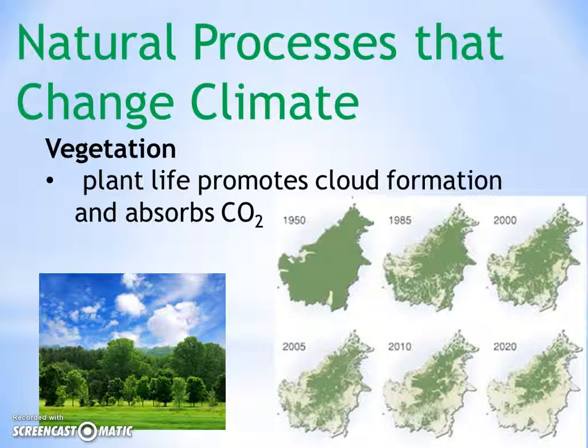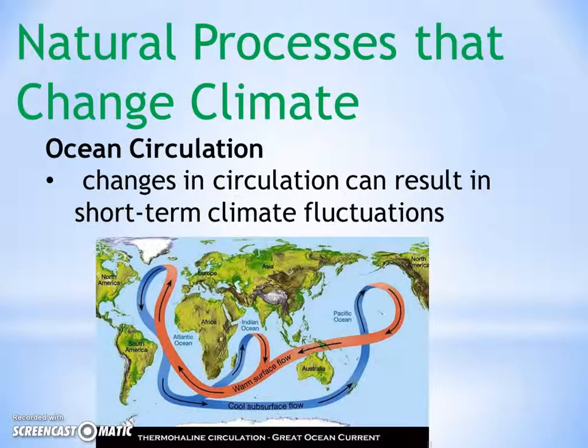Okay, so vegetation is very important. So if we don't have vegetation to absorb CO2, there's going to be more CO2 in the atmosphere. Other natural processes, ocean circulation is a big one. So changes in circulation can result in short-term climate fluctuations.